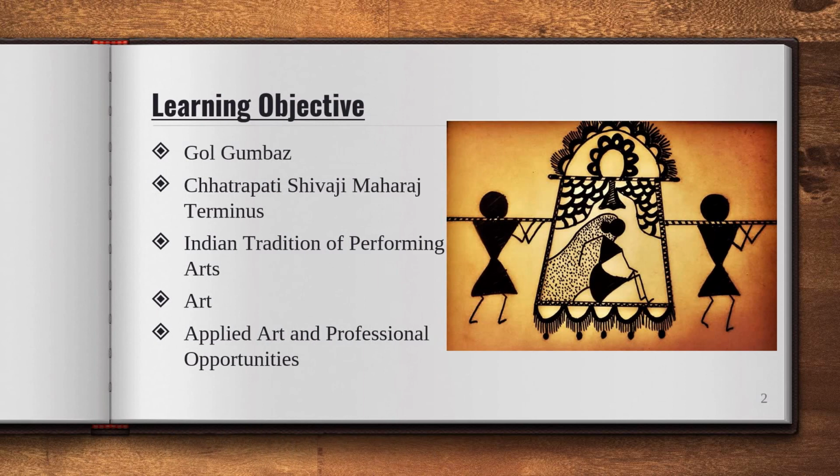Our learning objectives in this video will be the Islamic architectural style building, that is Gol Gumbaz. Then we are also going to look at the Indo-Gothic style, that is the Chhatrapati Shivaji Maharaj Terminus, after which we are going to talk about the Indian tradition of performing art, the meaning of art, applied art, and professional opportunities because of art.